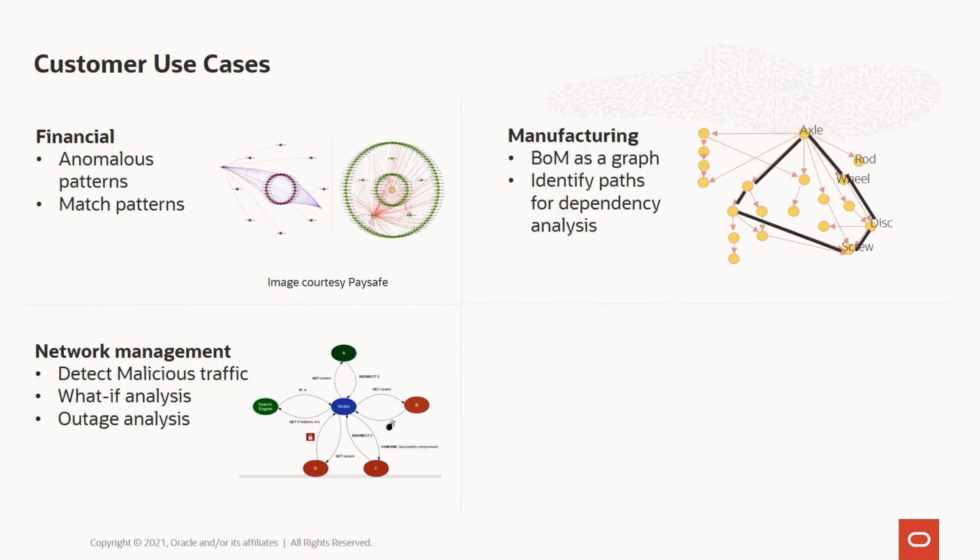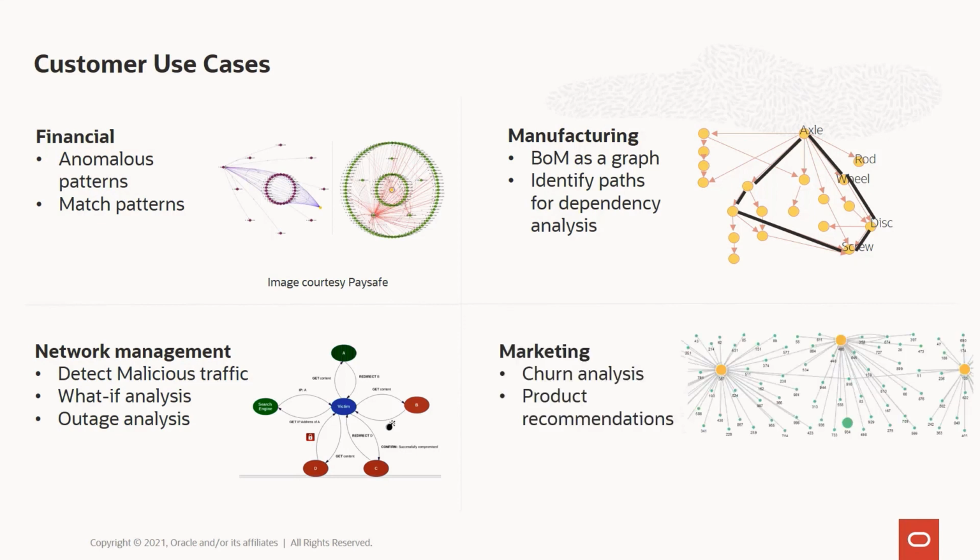In manufacturing, graphs are used to model bill of materials, so we can do what-if analysis: what happens if the design of a component changes, which are the other components that would be affected, and so on. And you can also use graphs to make product recommendations, which is what you will be doing in this lab.